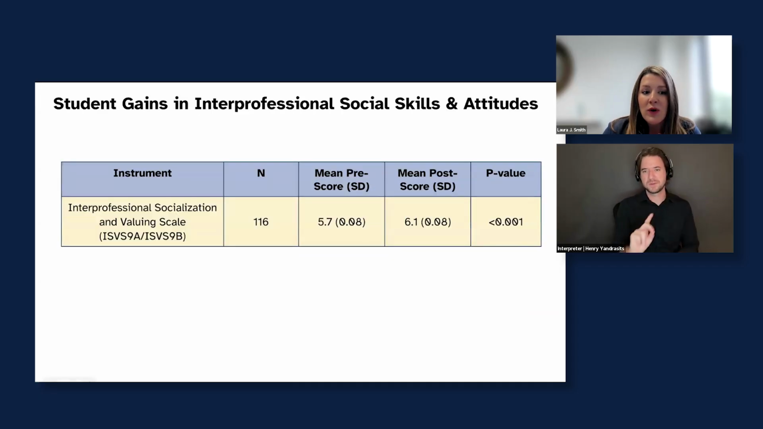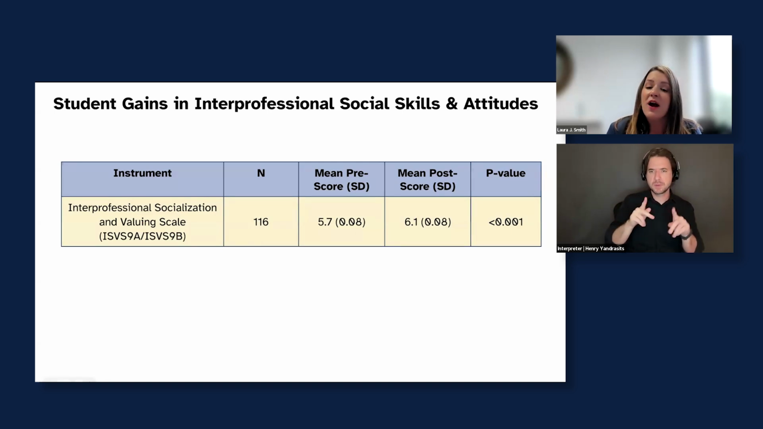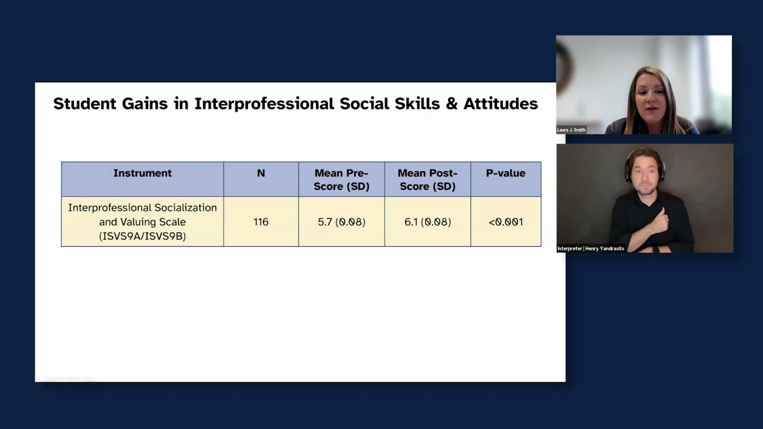So here we can highlight a significant difference shown with our ISVS socialization scale. This tool looks at individuals and professional settings to see if they are developing social skills and attitudes. And you can see here that we did have a significant difference. And this, again, can be applied to families, patients, and other team members. Jeannie?